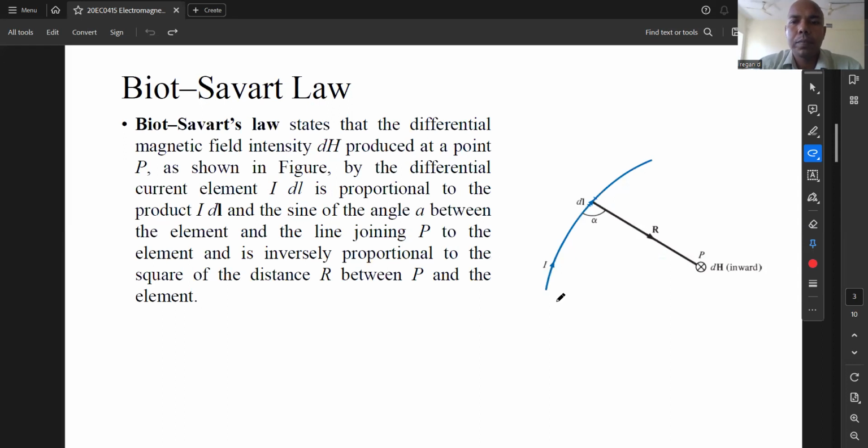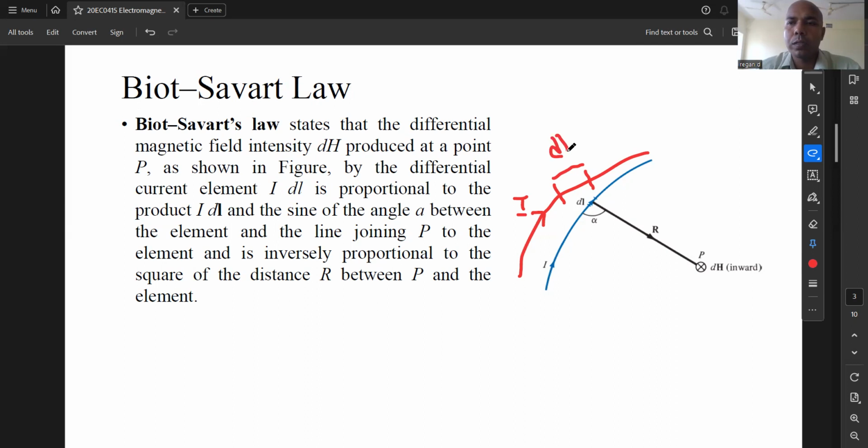Here I'm taking an infinite length conductor, through which current I is flowing. So this is the infinite current-carrying conductor. In this, we consider a small differential length of conductor, say it is ideal. If I say this is the differential length, the length is dl.